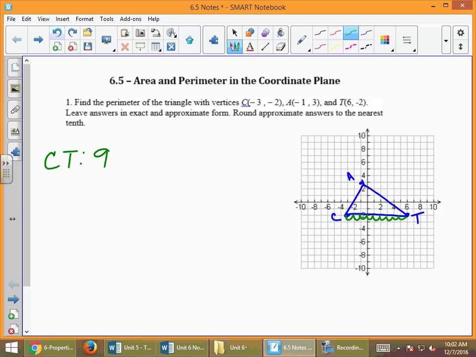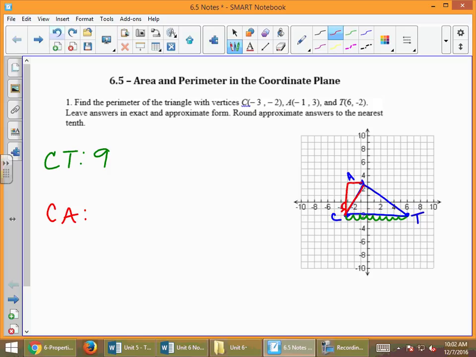The problem with the other 2 is they are slanted. So when you have slanted lines, you just can't necessarily count them. What do we say we use when they're slanted and we want to find the distance? Very good. We're using the Pythagorean theorem. So you're going to make your right triangle. We're finding this side right here. Go ahead. Go up. Make your right triangle.